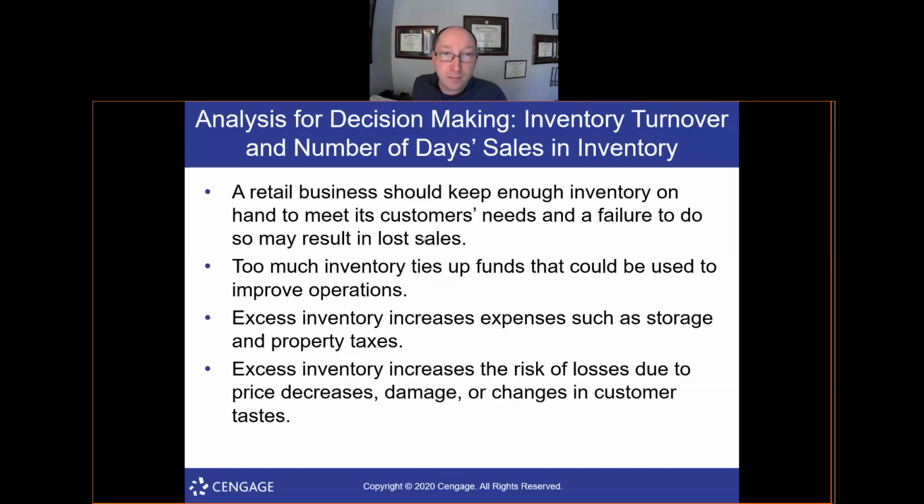A retail business should always have enough inventory on hand to meet customers' needs. Too much inventory means that we have cash tied up in inventory that we could use for something else. A classic example of that is Bed Bath & Beyond. They seem to always have too much inventory, which means they tied up too much of their cash that they could have used for operations. Excess inventory increases your expenses and increases property taxes. If you have too much inventory, it also increases the risk of loss.